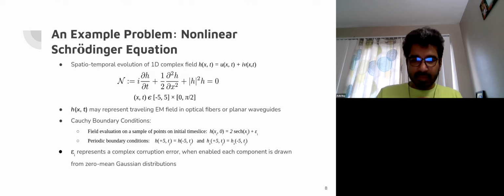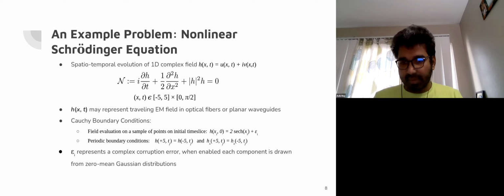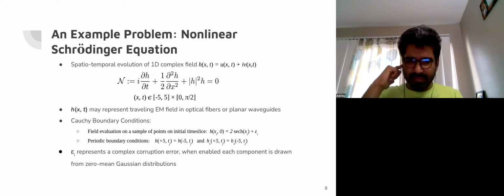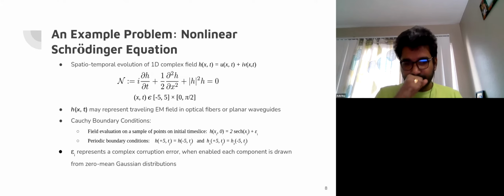And in this particular case, we're interested in a finite spatial domain and time domain. We want the X coordinate to be between -5 and +5, and the time coordinate to be between 0 and pi/2 for the sake of this problem. This h(x,t) may represent a traveling electromagnetic field in optical fibers or planar waveguides, so this is very widely used in practical applications as well. Okay, so for the boundary conditions that we're interested in, the first one is an initial condition.